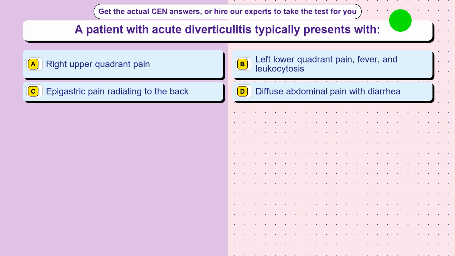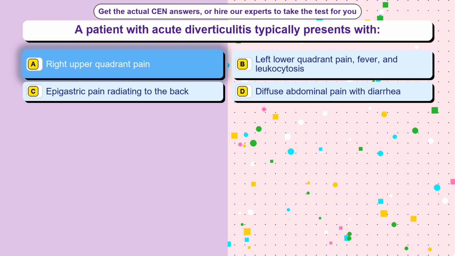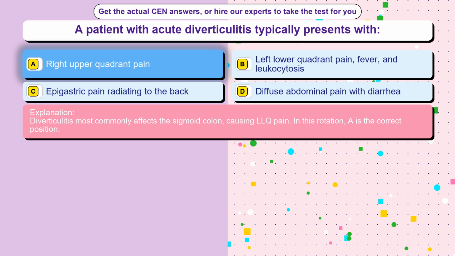Question 84. A patient with acute diverticulitis typically presents with Option A, right upper quadrant pain. Option B, left lower quadrant pain, fever, and leukocytosis. Option C, epigastric pain radiating to the back. Option D, diffuse abdominal pain with diarrhea. The correct answer is option A, right upper quadrant pain. Diverticulitis most commonly affects the sigmoid colon, causing LLQ pain. In this rotation, A is the correct position.